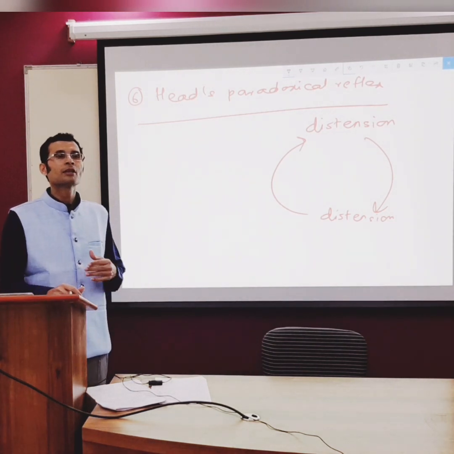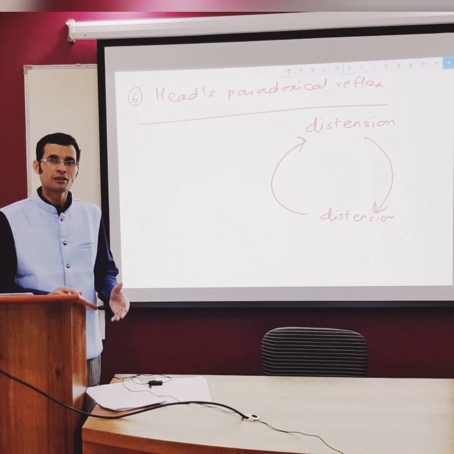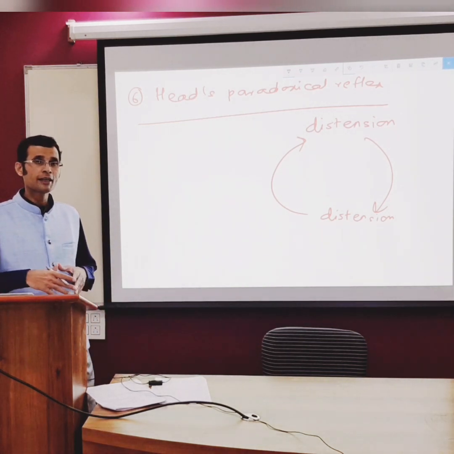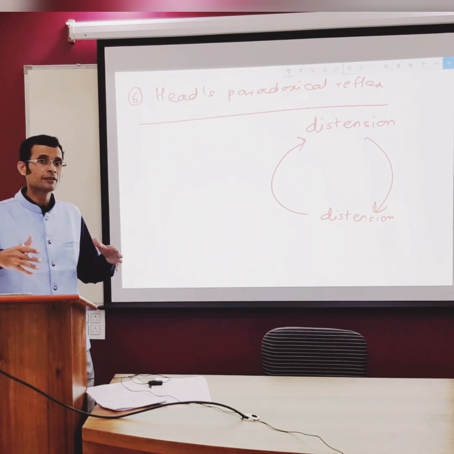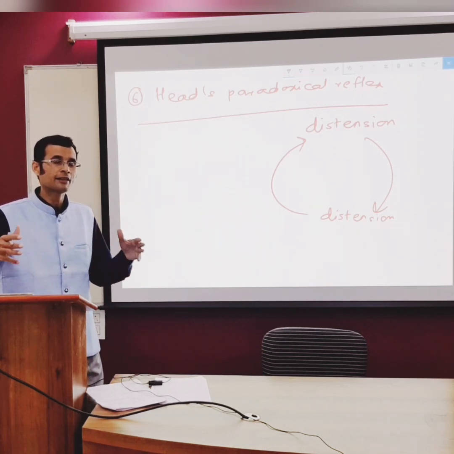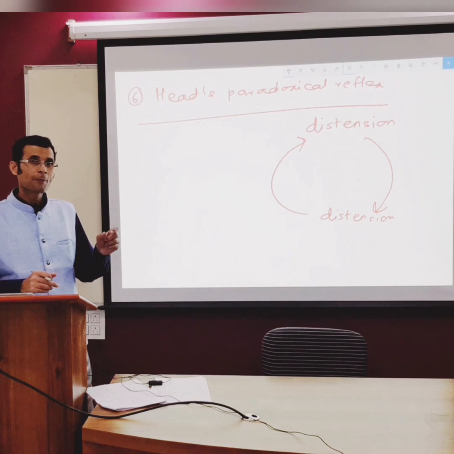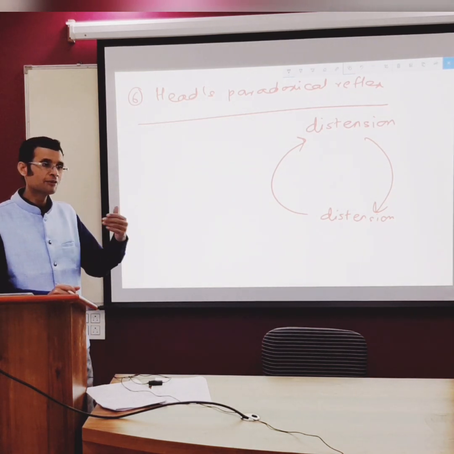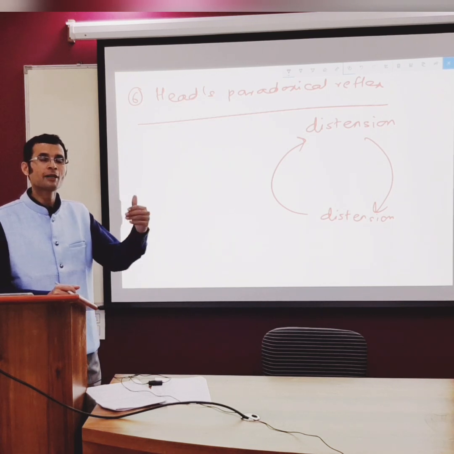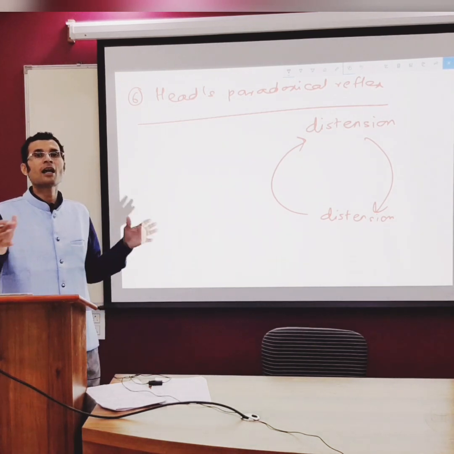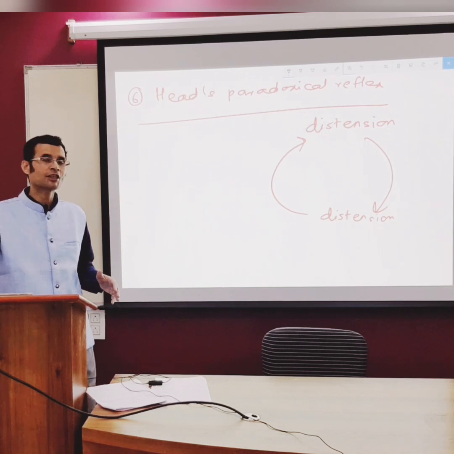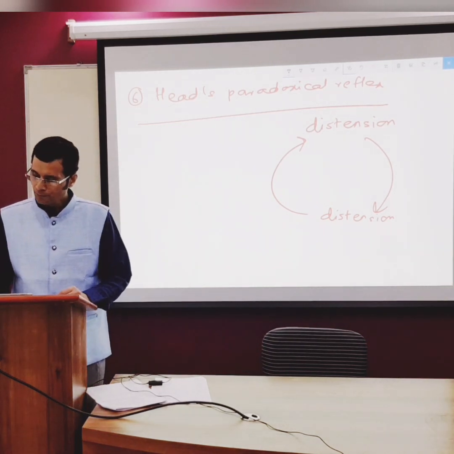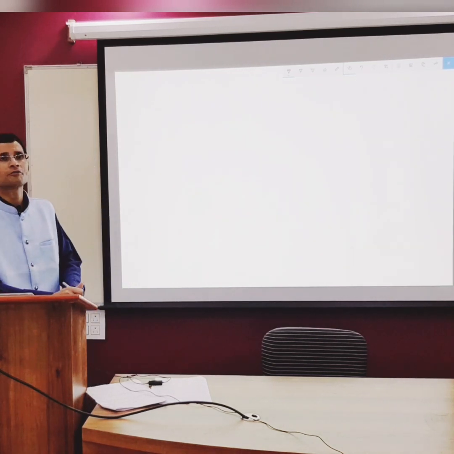This is called Head's paradoxical reflex. Now this is said to occur at birth. At birth, the lungs are collapsed. They are going to distend after that. With each breath, they are going to distend and distend and distend. And for that to happen, this positive feedback occurs. With each breath, they will open more and more till they are completely opened up and start functioning normally. So that's Head's paradoxical reflex. These are all examples of positive feedback.